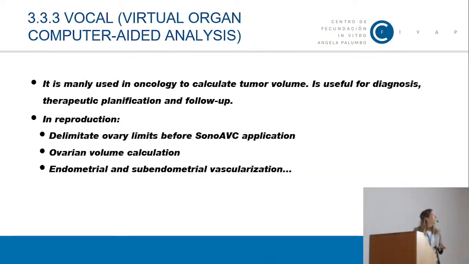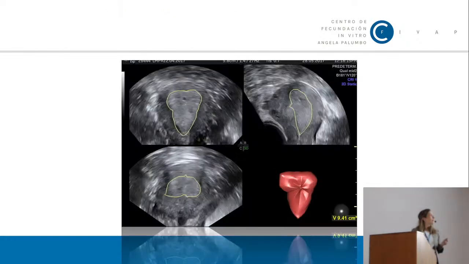Vocal is mainly used in oncology because we can measure the volume of the lesion at the diagnosis and at follow-up. And in reproduction, we can also use it to measure ovarian volume or to measure the endometrial or subendometrial vascularization. And at the beginning, when we started to use sono-AVC, we also used vocal to delimitate the contour of the ovary before the application of sono-AVC. This is an example of the endometrium volume using vocal.